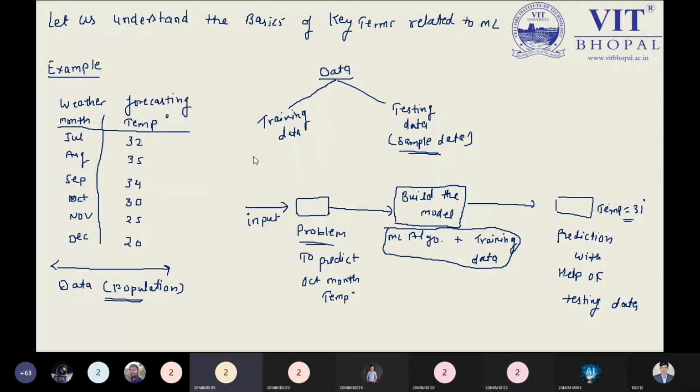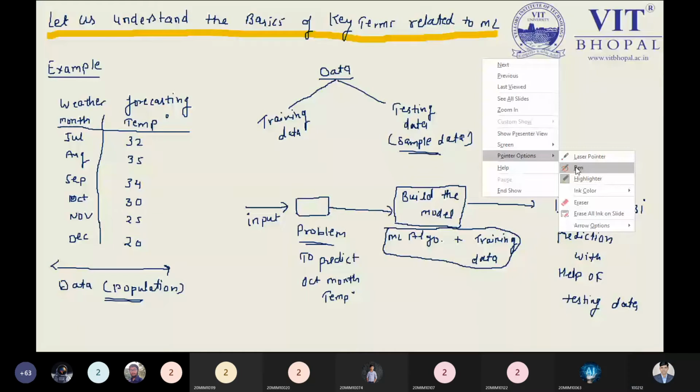Sir, what was the data population again? Yeah, data population means the overall data which is used to represent our information in machine learning. So that is the data population. Data population means overall data. Okay, so this data I am just representing by this year only.